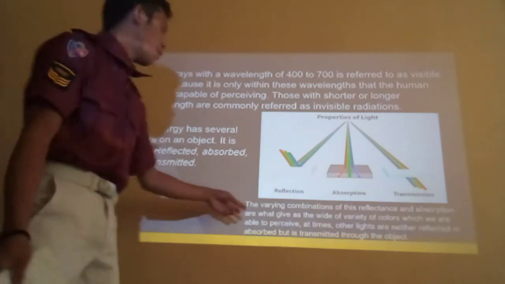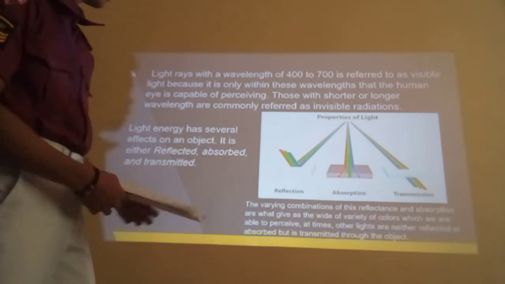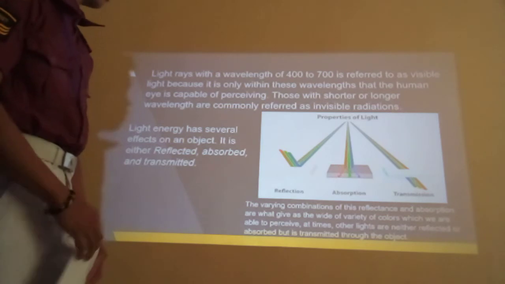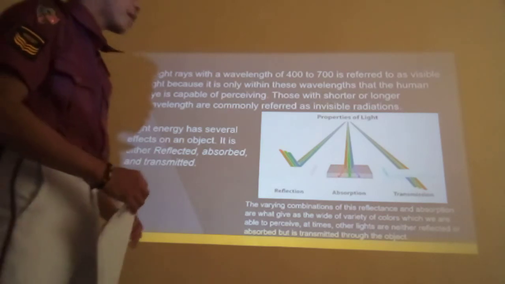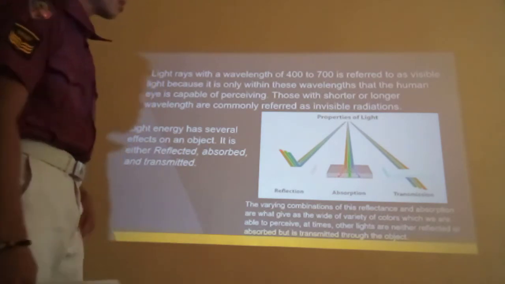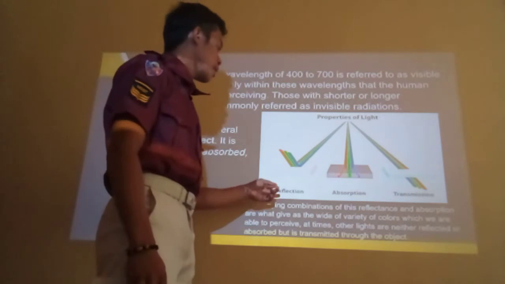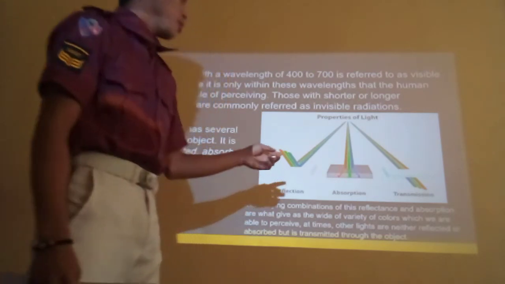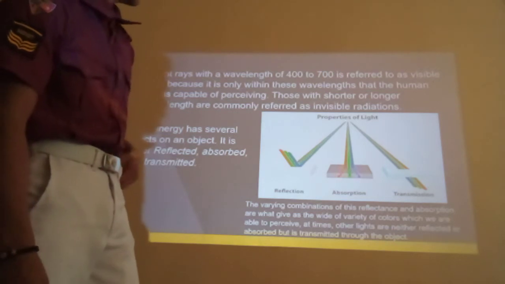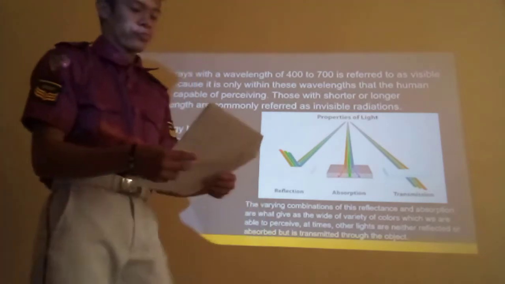So the varying combination of reflectance and absorbance is what gives us a wide variety of colors, which we are able to perceive at times. Other light is neither reflected nor absorbed, but is transmitted through objects. If the light of the sun reflects and is absorbed by a wide variety of colors, it can give a variety of colors like rainbows.